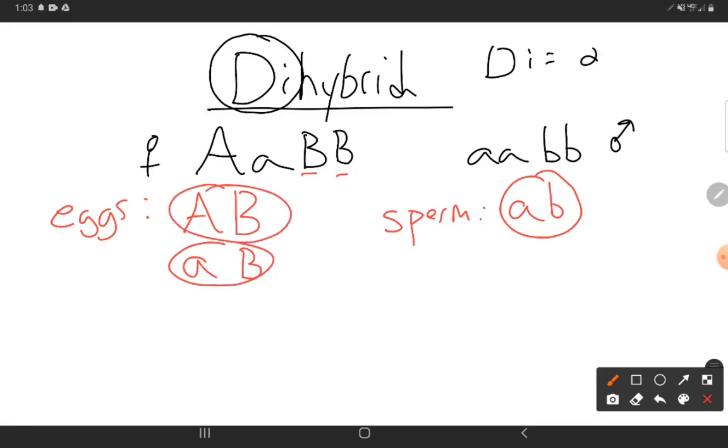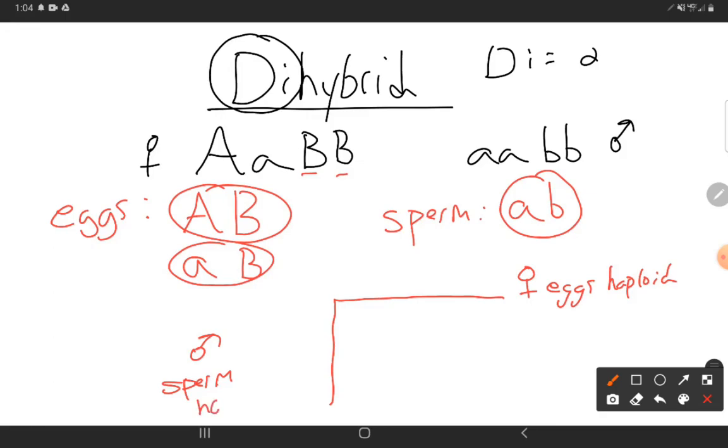And so then we do a Punnett square just like before, where we will put mom here, her eggs that are haploid, and the father's sperm here, which is also haploid. And then we will make the diploid zygotes in the middle.